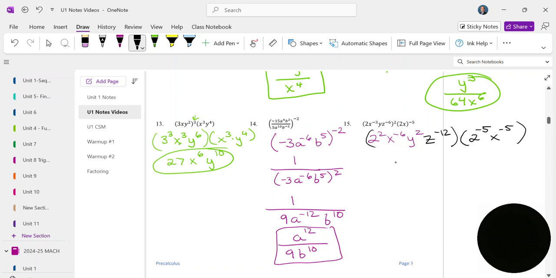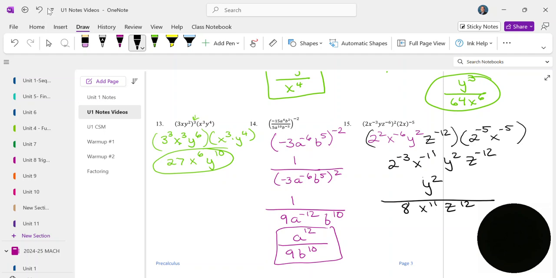Remember, I add the exponents, so this is 2 to the negative third. Negative 6 plus negative 5 is negative 11. And then you have y squared, z to the negative 12th. Remember, all the negative exponents go to the bottom of the fraction. So 2 to the 3rd is 8, x to the 11th, z to the 12th. Final answer.